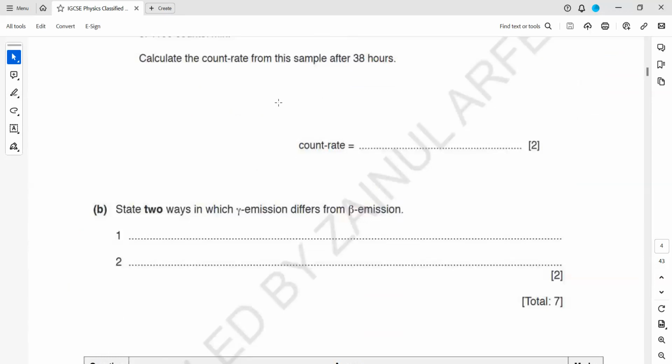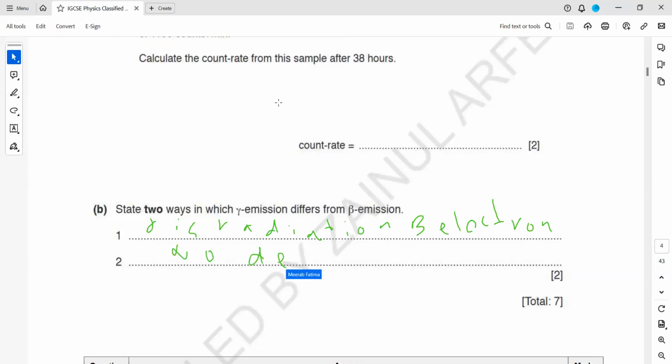State 2 ways in which gamma emission differs from beta emission. How they're different from each other. How gamma emission is different from beta. Gamma is a radiation whereas beta is a particle. That is one thing. Gamma does not have charge. Beta is charged. And what else?